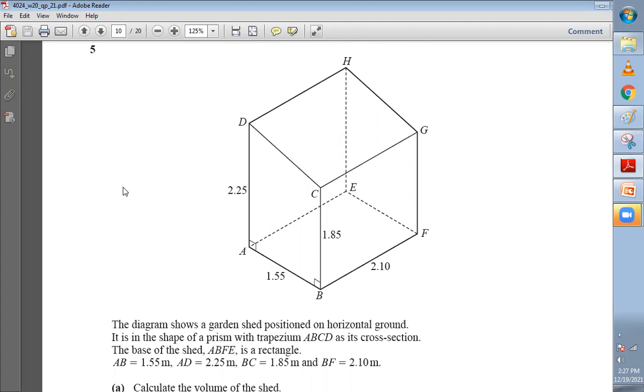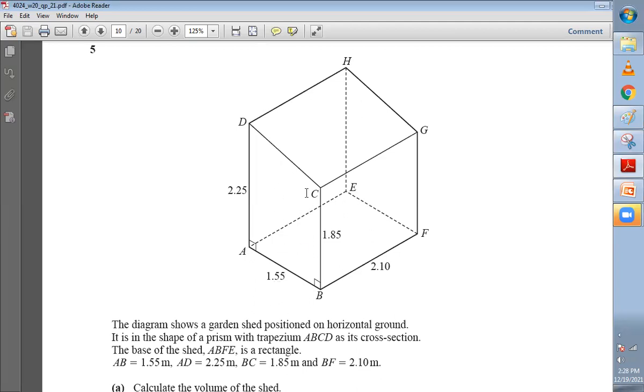The volume of the prism is the base area multiplied by the height of the prism. The base is this. ABCD is the base of the prism, and I will find the area of this trapezium. So I will apply the formula for the area of a trapezium. You remember the formula for the area of the trapezium is 1/2 into height into sum of parallel sides. The parallel sides here are 2.25 and 1.85, and the height of the trapezium is the perpendicular distance between both the parallel lines, and that will be 1.55.